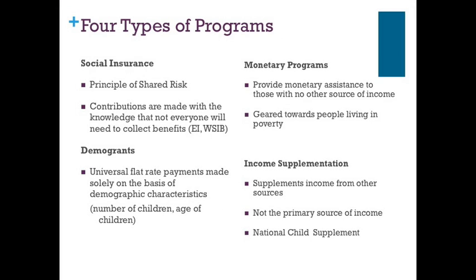The income support programs provided to Canadians fall into four categories: social insurance, demi-grant, monetary programs, and income supplementation. Each of these has their own set of criteria and particular qualities that make them important. This slide outlines some information about each program, and the text provides you with a significant amount of information about each of these programs.